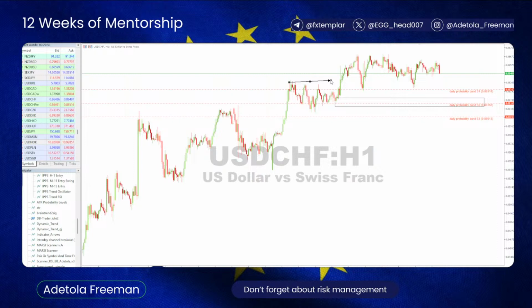All right, do you guys get it? So that demand zone was responsible for the break above this high, and we can see that it aligns with the daily probability band S2. Okay, so the expectation here would be for price to probably come into that demand zone, and then we can expect it to bounce higher.